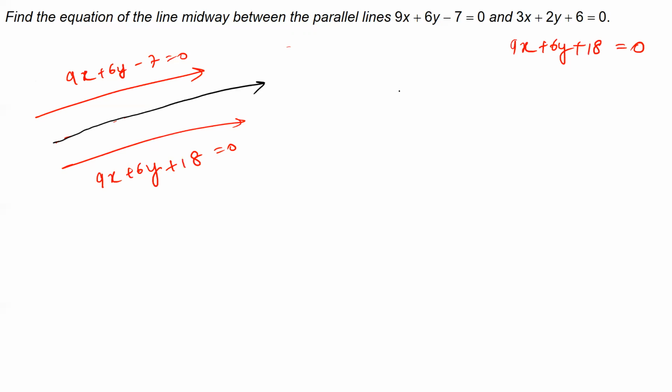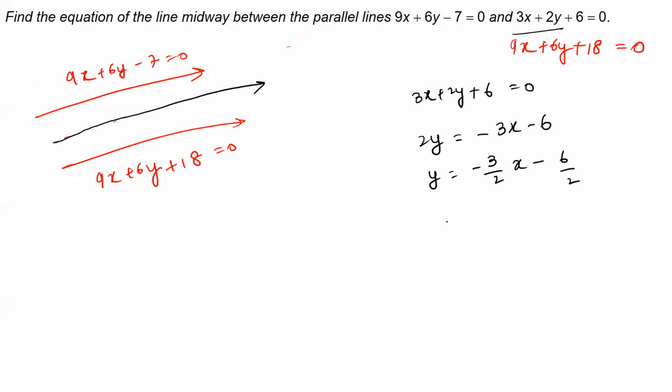So what is the slope of the line? Let's use the second one: 3x plus 2y plus 6 is equal to 0. So we have 2y is equal to minus 3x minus 6. So y is equal to minus 3 by 2 x minus 6 by 2, which is y is equal to minus 3 by 2 x minus 3. So this is the slope. Minus 3 by 2 is the slope of our parallel lines. All of these lines are parallel, so all of these lines have slope equal to minus 3 by 2. So in particular, my line, which I am interested in, is also having a slope of minus 3 by 2.